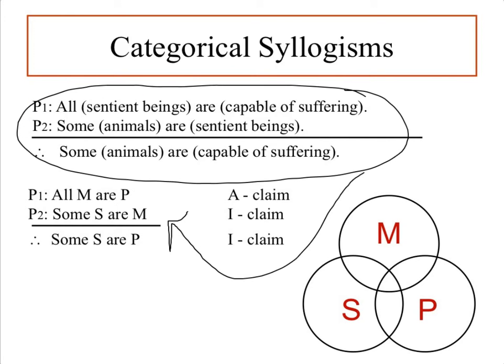As you can see, I've already translated the argument into standard form. It's here. And then I've taken that standard form and I've replaced those terms with the variables S, P, and M. So it's the same argument. I've just replaced those categories with those particular letters, and I've been consistent throughout.